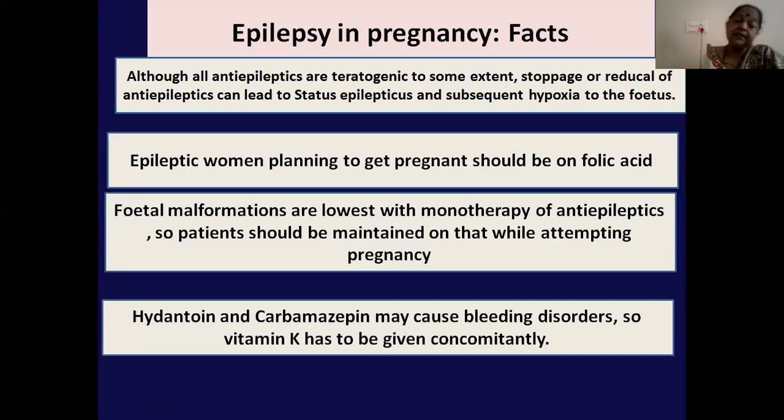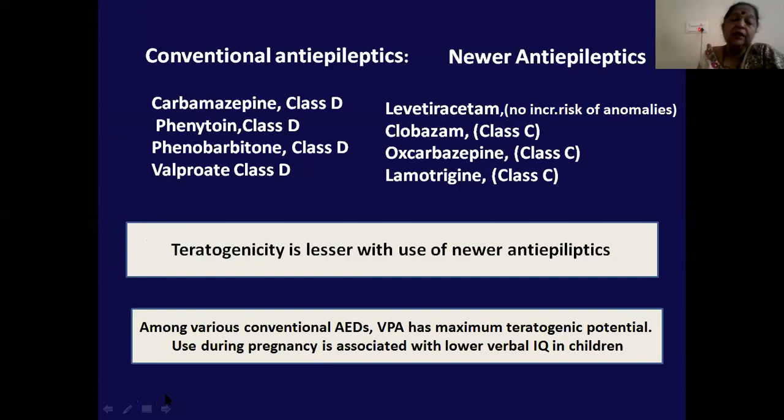Hydantoin and carbamazepine are the two drugs that can cause bleeding disorders as well. So in these patients, we have to give vitamin K concomitantly. The conventional anti-epileptics like carbamazepine, phenytoin, phenobarbital, or valproate are all D group. And there are newer anti-epileptics emerging, like levetiracetam, clobazam, oxcarbazepine, and lamotrigine. These are class C drugs, and they are very, very effective. The teratogenicity is lesser with the use of newer anti-epileptics.